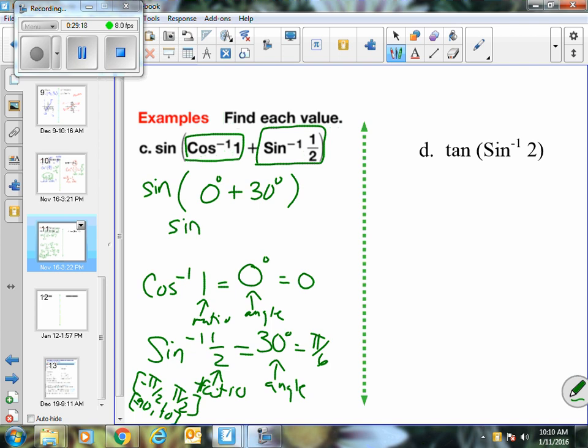So we need sine of 0 plus 30. So we need sine of 30 degrees. What is the sine of 30 degrees? 1/2. So we can use order of operations to help us kind of sort through things. Okay, let's finish up the last couple here.